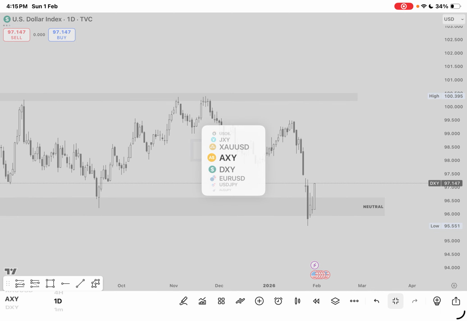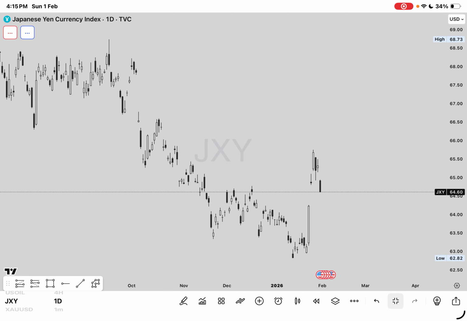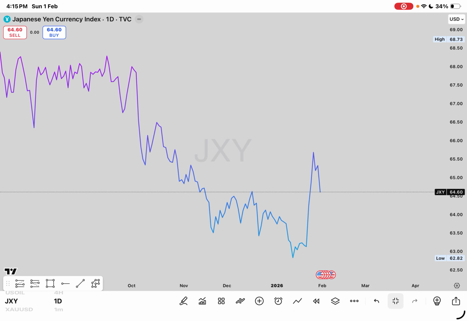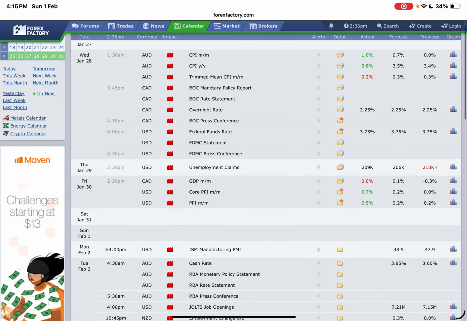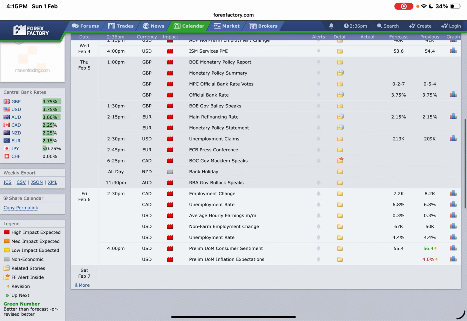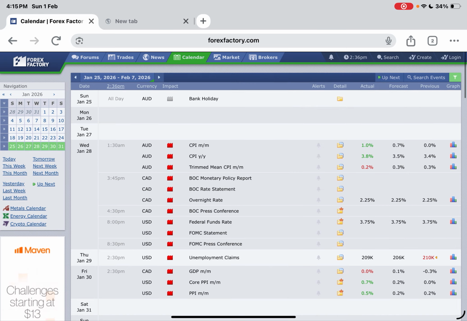Also, we had JPY. Let's look at the Japanese yen, which is just the JXY currency. We knew that JPY was actually bullish for a while, and then all of a sudden it's bearish. I'll also be explaining that. Let us go over to the economic indicators we had last week and see what happened.